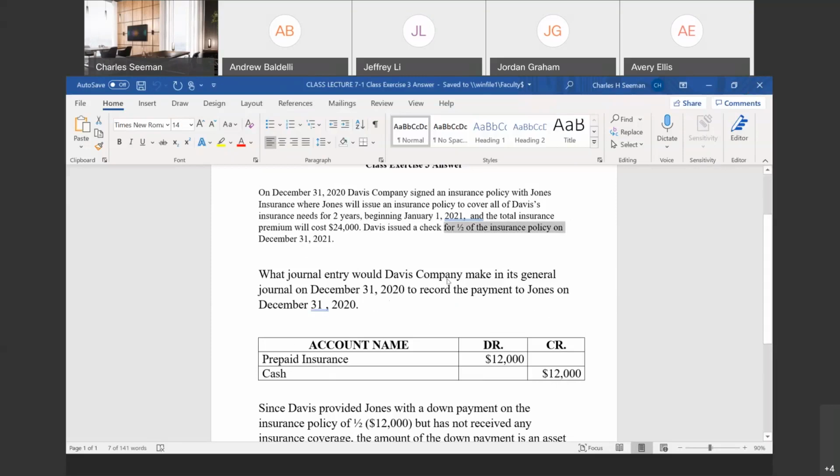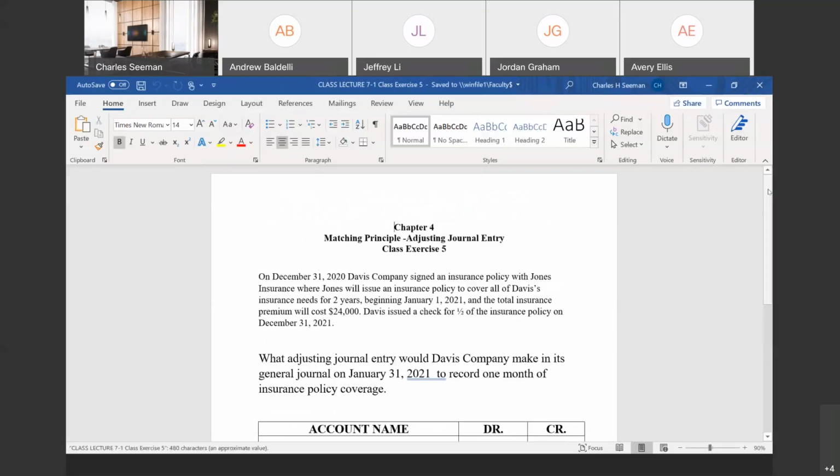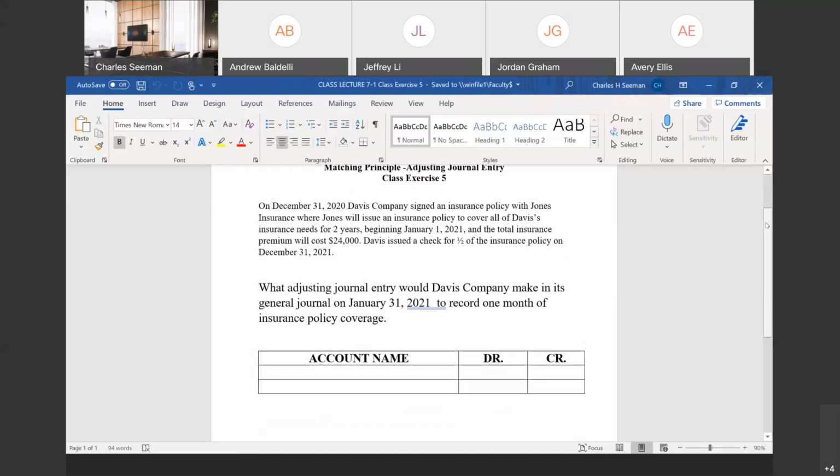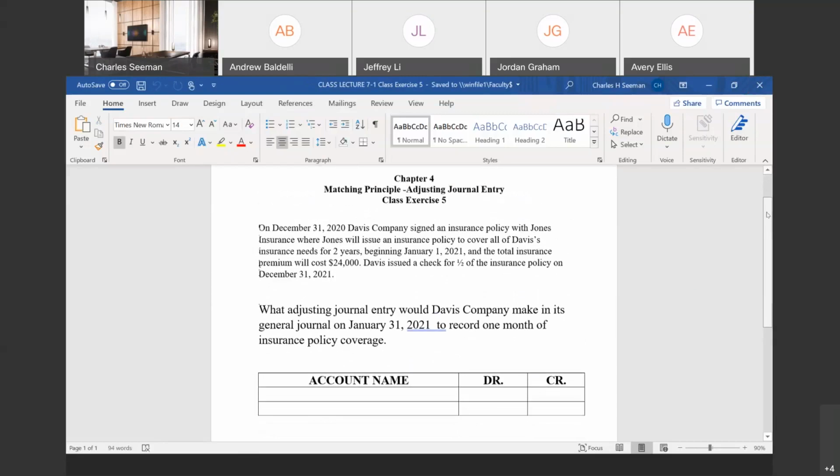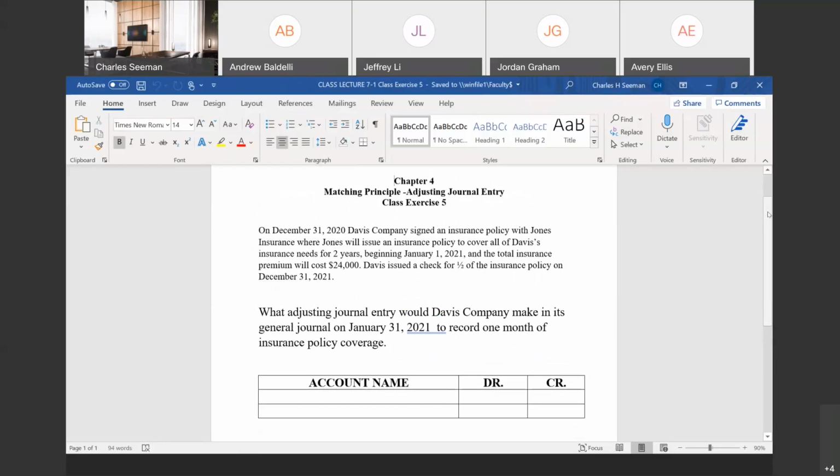One more then. So what adjusting entry would Davis make in its general ledger on January 31st after 1 month's worth of insurance coverage?